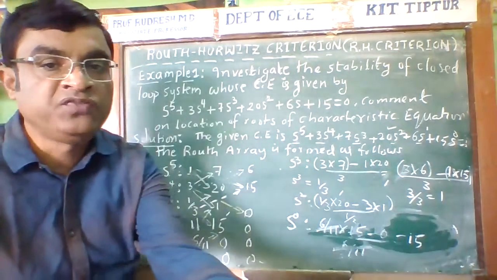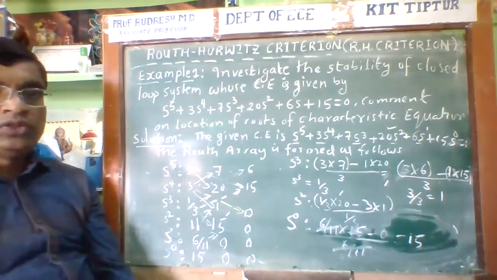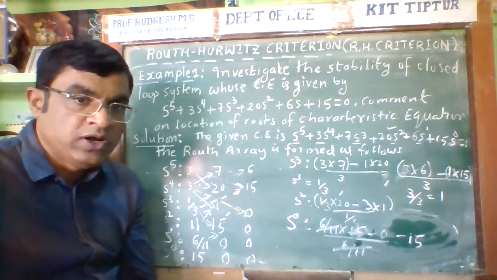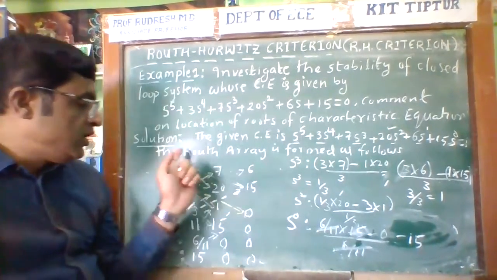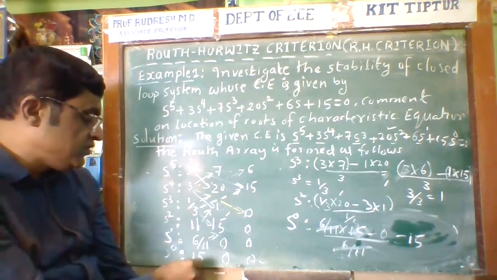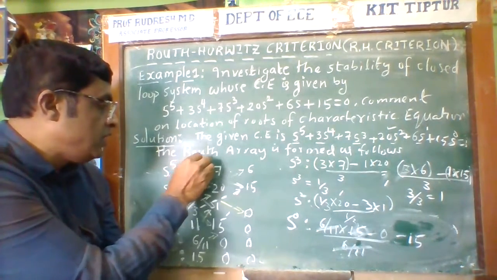Now after forming the Routh array, we should conclude by looking at the first element, the first column. This is the first column.